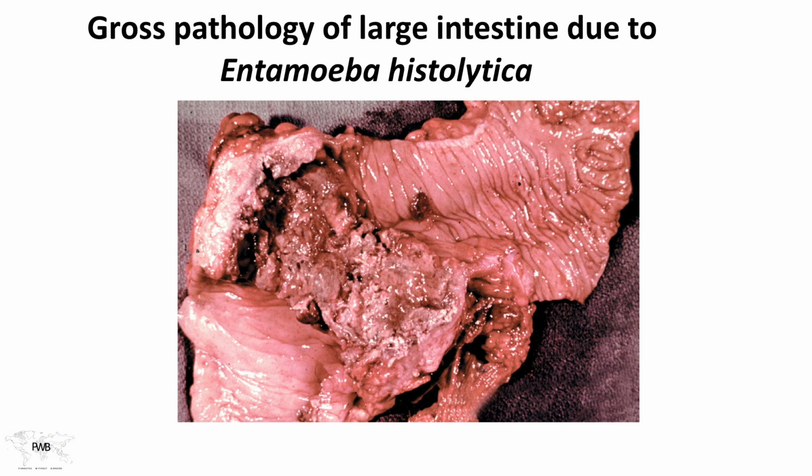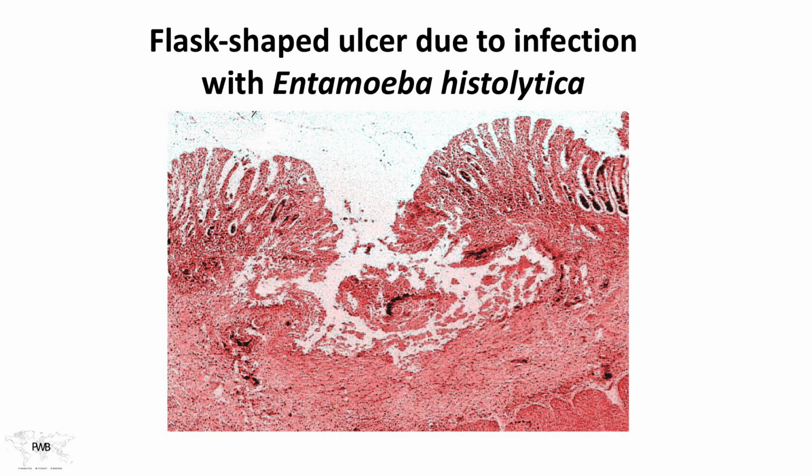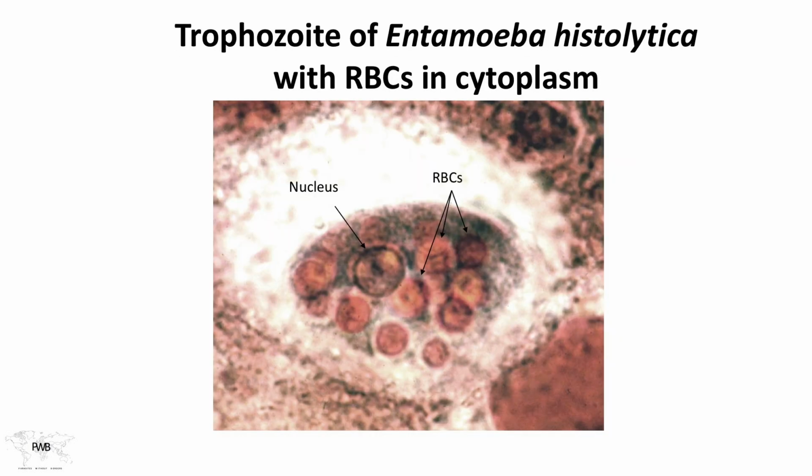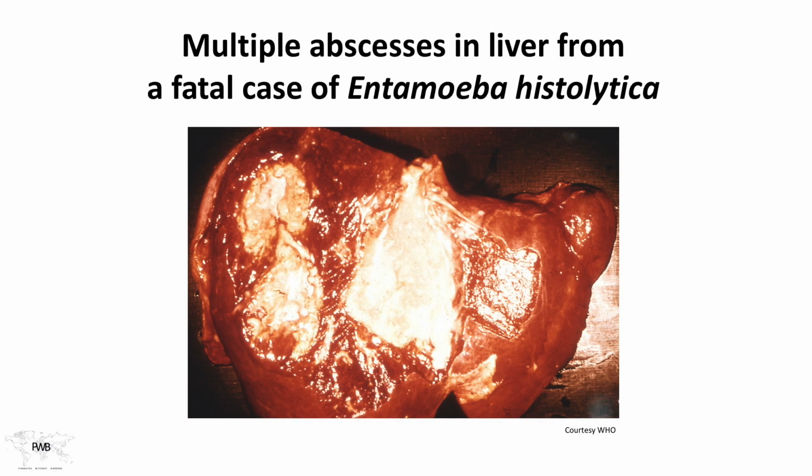Now, this is gross pathology of the large intestine with disease due to Entamoeba histolytica. Here is the classic flask-shaped ulcer due to infection with Entamoeba histolytica. And this is a characteristic feature, not unique, but the trophozoites of Entamoeba histolytica can have RBCs in their cytoplasm. And these are, unfortunately, multiple abscesses in the liver from a fatal case of Entamoeba histolytica.